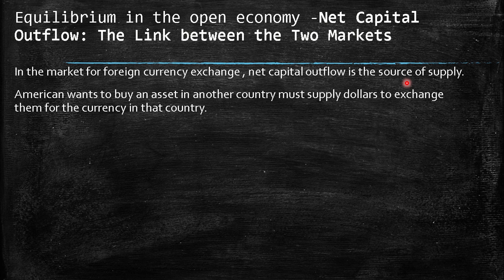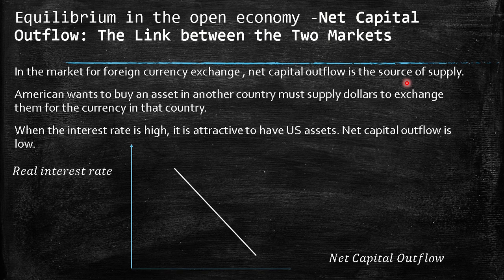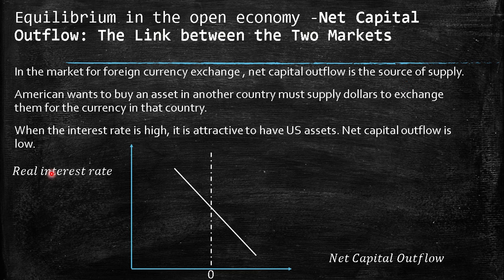An American, for example, who wants to buy an asset in another country must supply dollars to exchange them for the currency in that country. When the interest rate is high, it is attractive to have US assets, which is when the net capital outflow is low, because we are not buying foreign assets, we are instead preferring domestic ones. So here we have the situation of the net capital outflow being zero. Here we have a special equilibrium, and this should be one part of the link between these two markets.